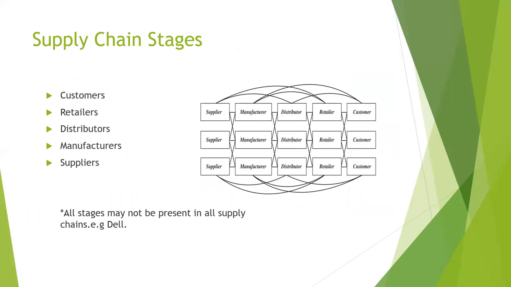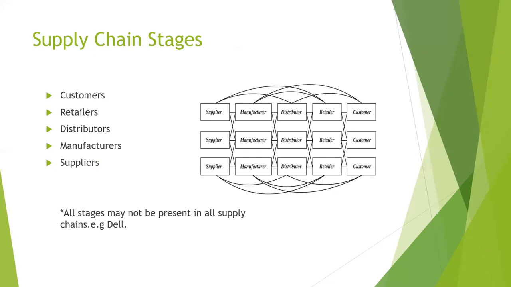So for any supply chain, for any business, the prominent stages are suppliers, manufacturer, distributor, retailer, and customer. As I told you, all the stages may not be present in all the supply chains. The main example is Dell. Nowadays, for Dell there are not going to be any retail shops, because the customer can directly buy the Dell computers and laptops from the manufacturer or the distributor, right? In the same way, customers can also get products directly from the manufacturer.